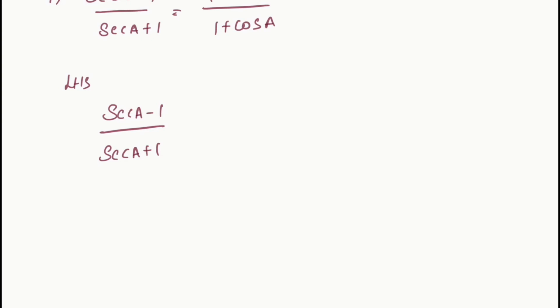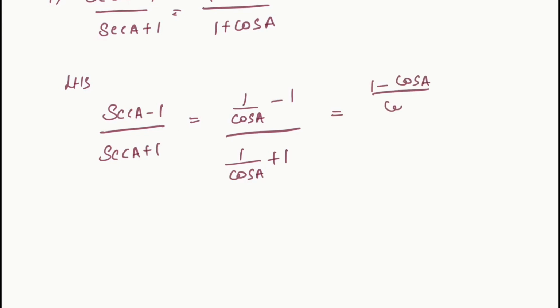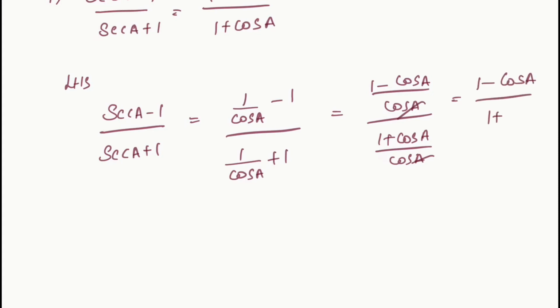So you need to get back this 1 minus cos A form. You already know that secant A is 1 by cos A. So that is equal to (1 by cos A minus 1) by (1 by cos A plus 1). That's equal to ((1 minus cos A) by cos A) by ((1 plus cos A) by cos A). Cancel them. You get (1 minus cos A) by (1 plus cos A).